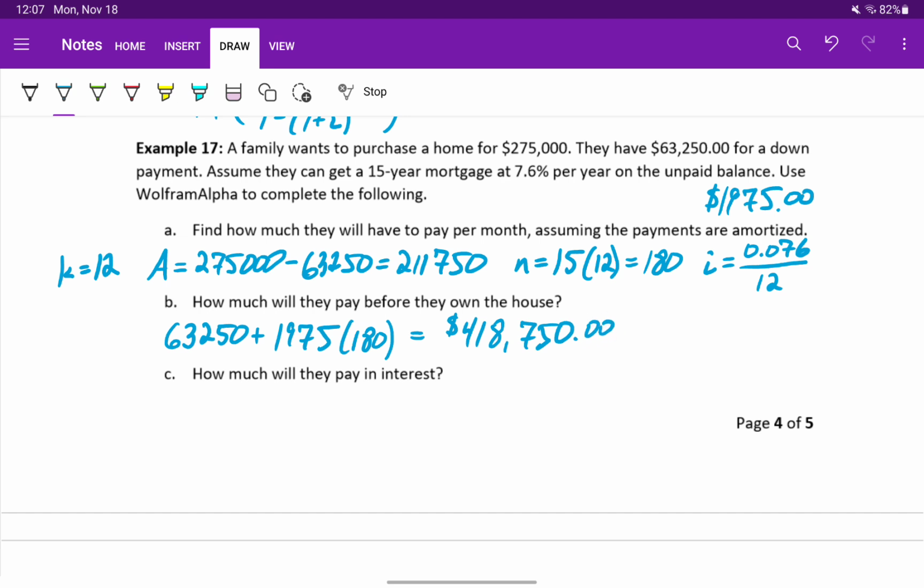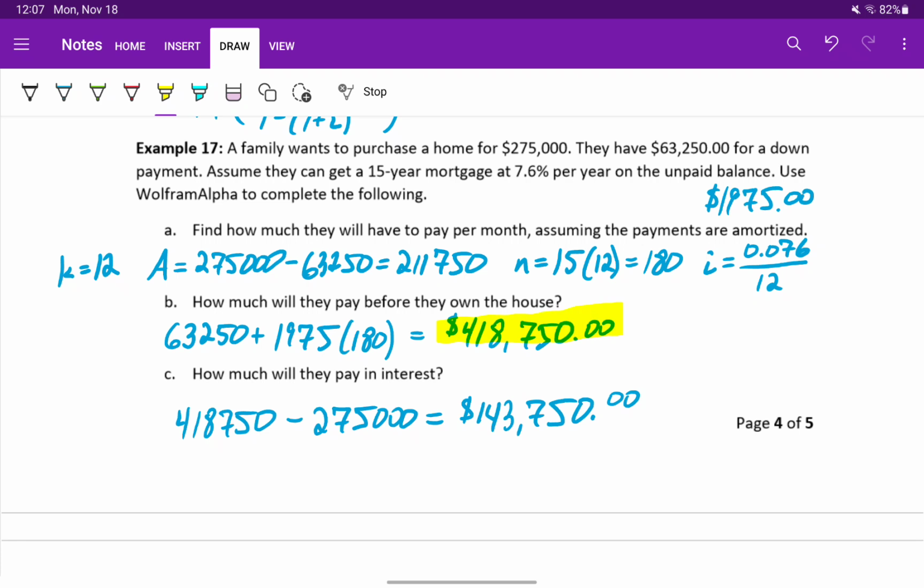And then in part C, we're asked how much they're paying in interest. To figure that out, we take the total amount that they pay, subtract out the original purchase price of the house to get $143,750. That is, in order to purchase this house that cost $275,000, they actually ended up paying over $418,000, and over $143,000 of that was just towards the interest on the loan.